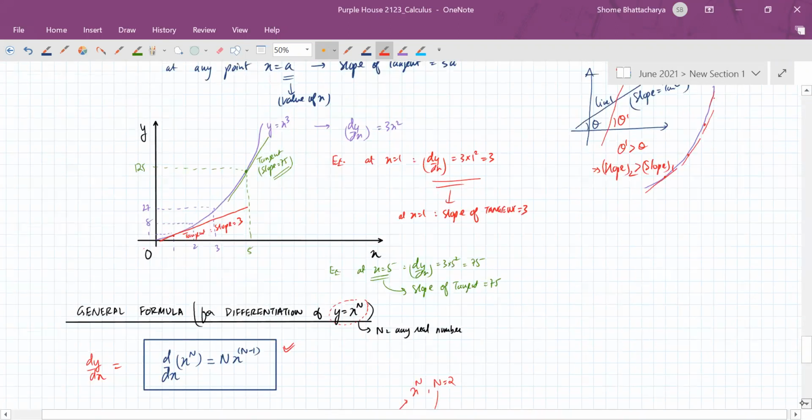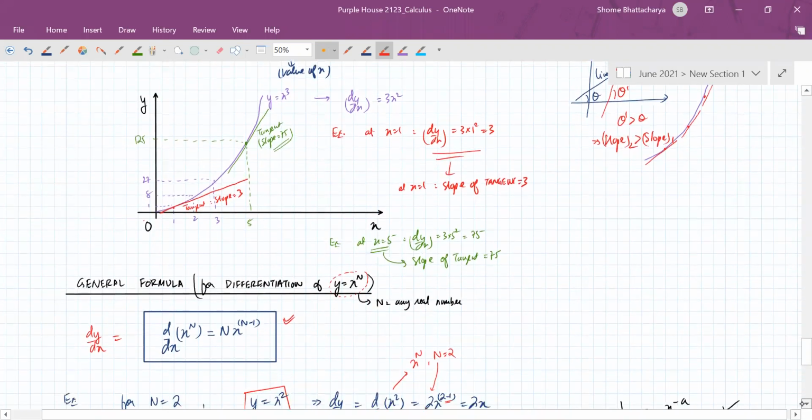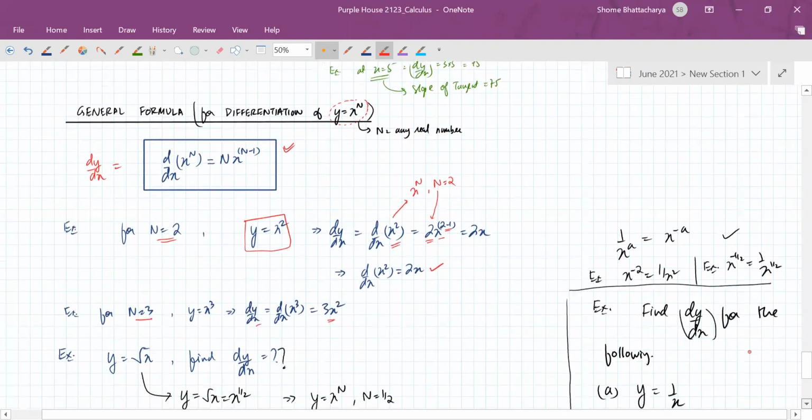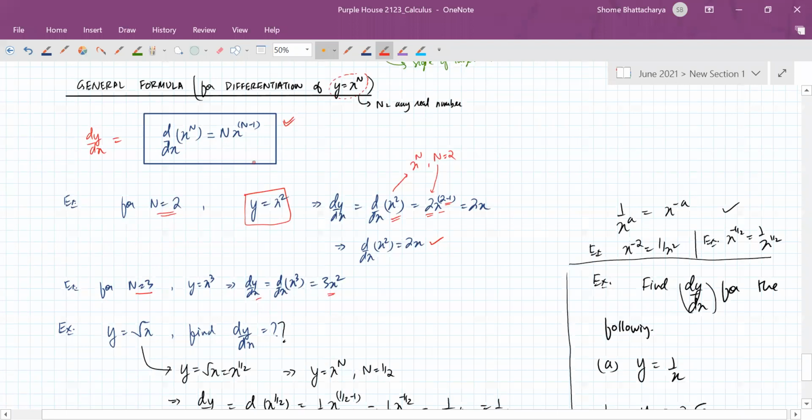Yes sir, 1 minute. Okay. This formula? Okay. Just a minute. So differentiation of x to the power n is n into x to the power n minus 1. So that is the formula to use.